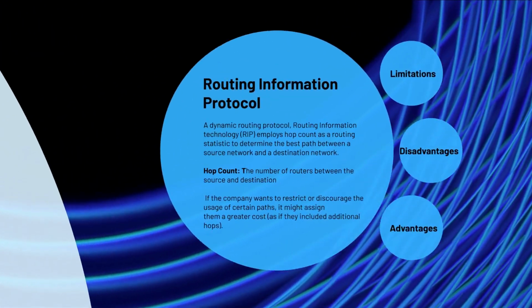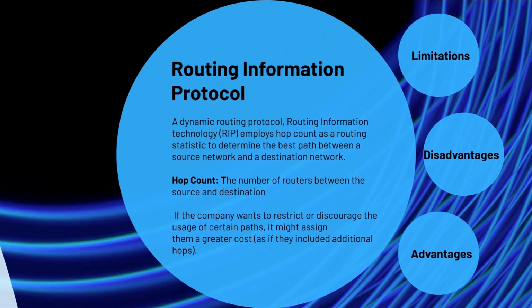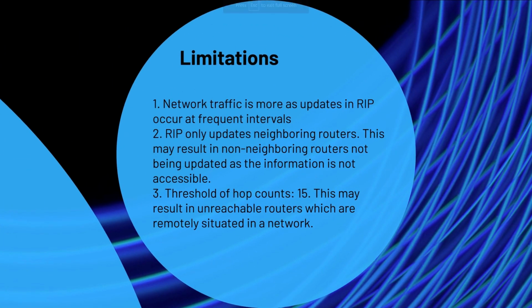Next up, we have Routing Information Protocol, or RIP. It is a dynamic routing protocol which employs hops. It might assign them a greater cost, as if they included additional hops in the path. Let's look at some of the limitations of this protocol.